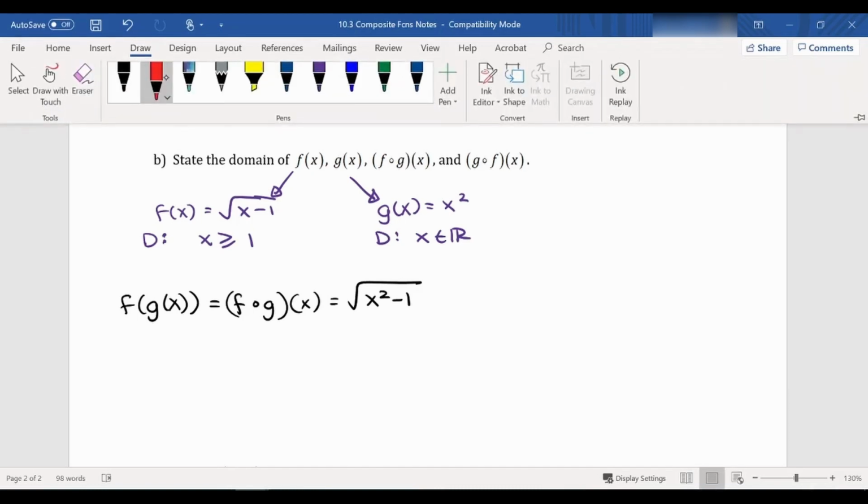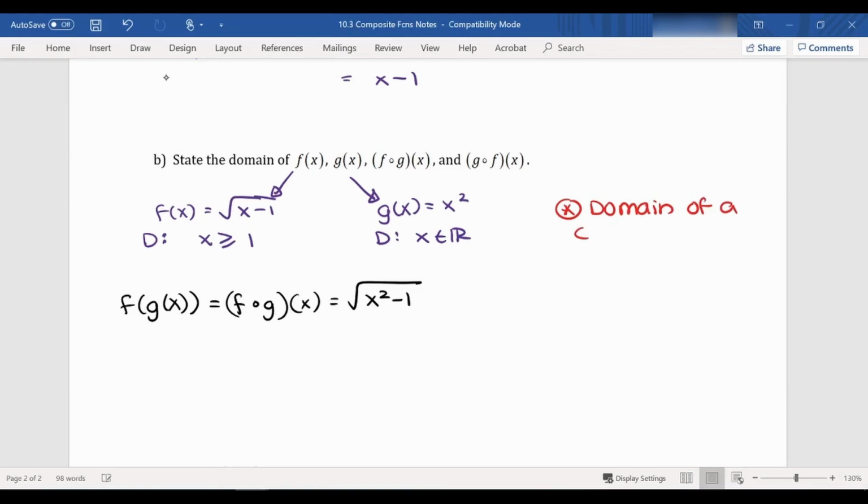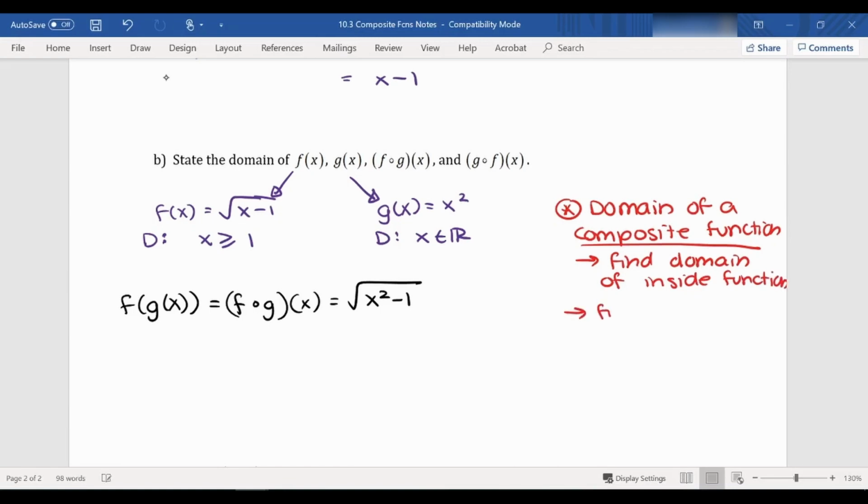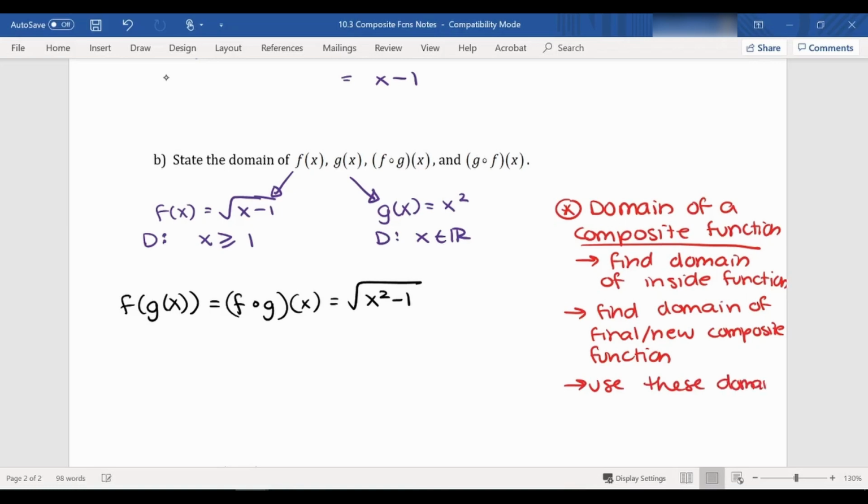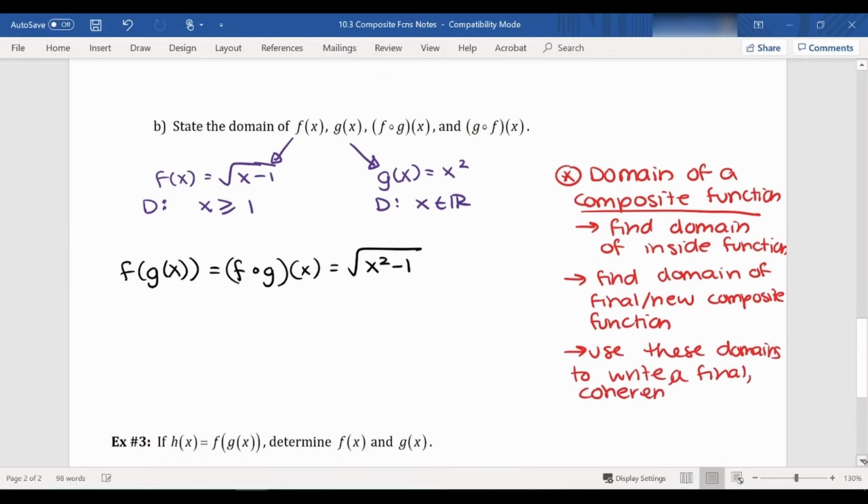So for domains of composite functions, find the domain of the inside function, find the domain of your total composite function, then you're going to use these to create an overall domain. So if both of them are all real numbers, then your overall domain is all real numbers. If one of them is all real numbers, but one of them has restrictions, you need to keep those restrictions. So all of the restrictions in your domains must be satisfied. So you're going to use these domains to write a final coherent domain.